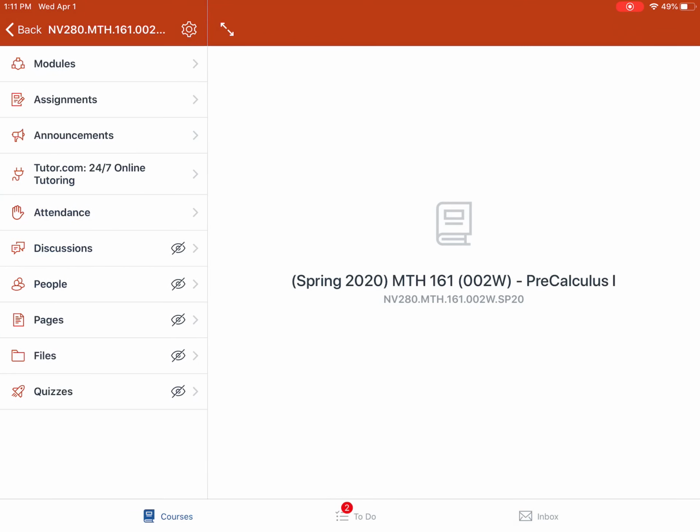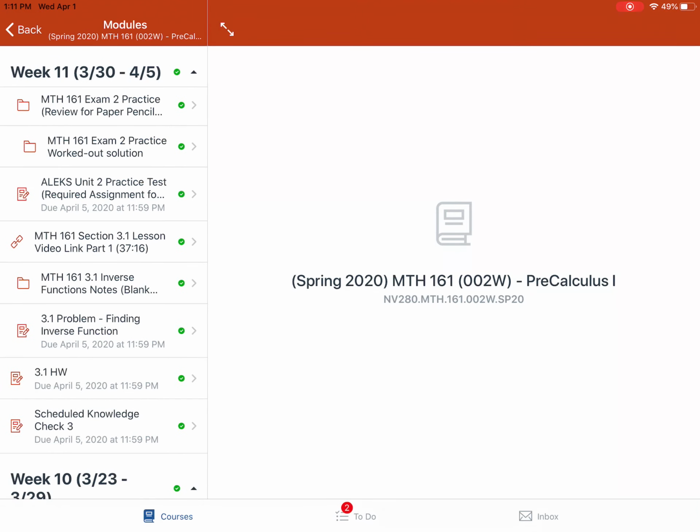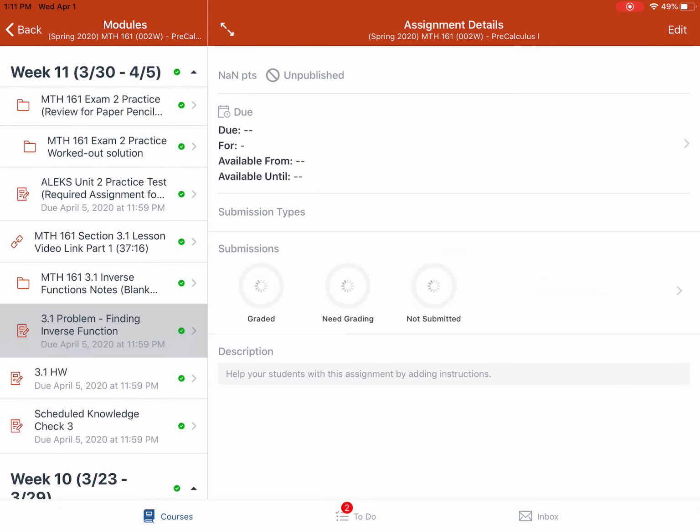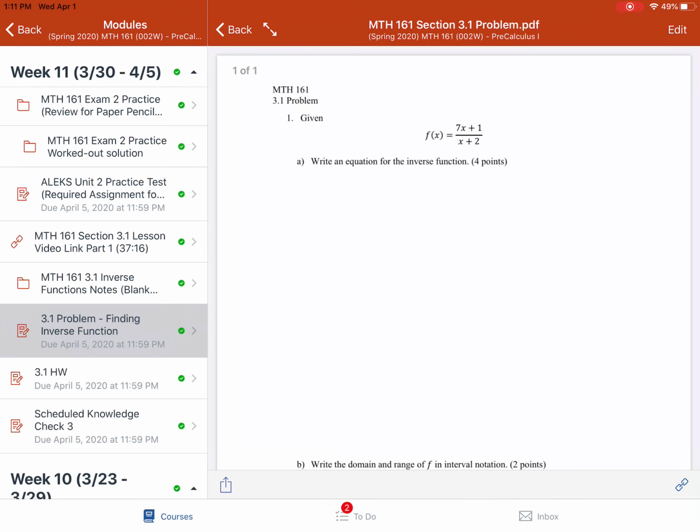So if I go back to Canvas real quick, I posted this on this folder, but both sections, Monday, Wednesday, or Tuesday, Thursdays, you guys will see your 3.1 problem in the week 11 folder. It's called 3.1 problem, finding inverse functions. If you download it, you can print this out or you can write this down.